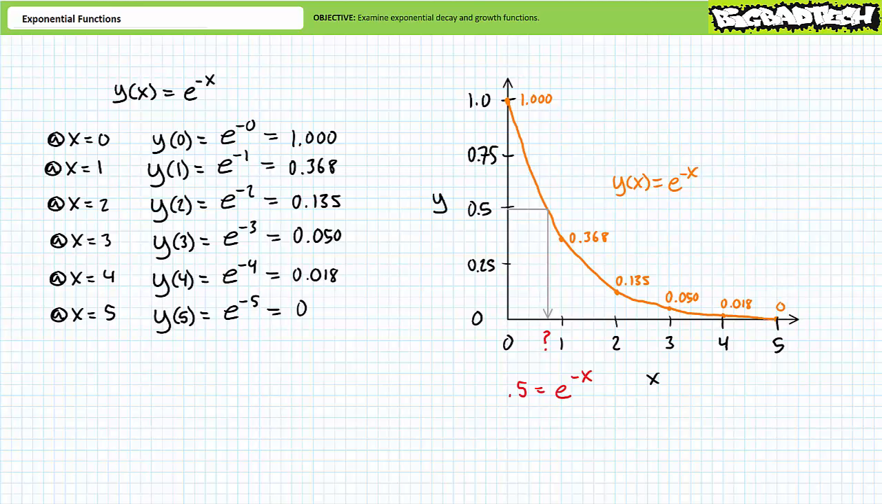One can also analyze exponential functions in an entirely different manner. What if we wanted to know the specific x value that yielded a specific y value, as in 0.5 equals e to the negative x?